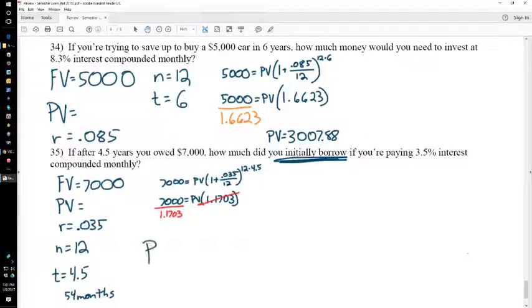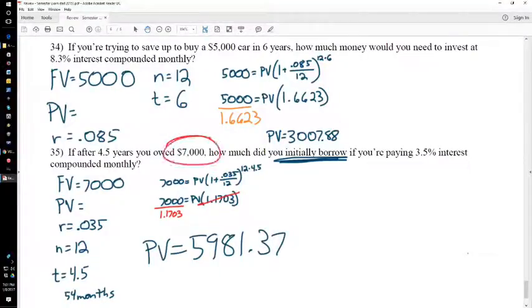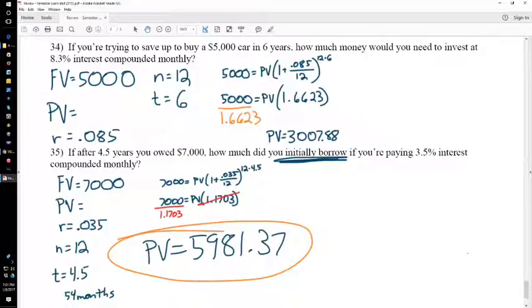So the present value is going to equal 7,000 divided by 1.1703. 5981.37. So, if I owe $7,000 in 4.5 years, and I had a 3.5% interest rate, that means I initially borrowed $5,981.37.